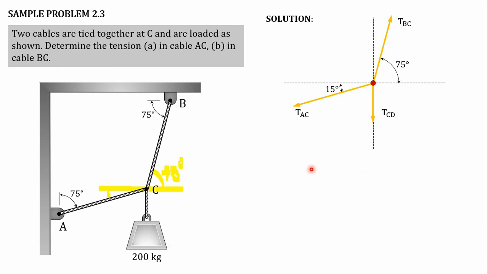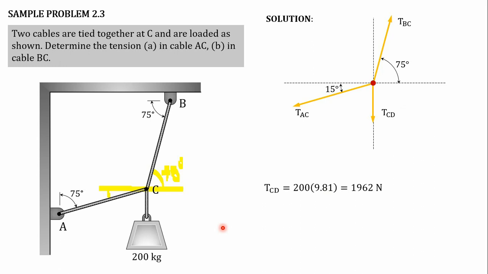So, how to solve tension CD? Tension CD is equal to 200 kilogram times 9.81, or that is equivalent to the mass times gravity. That is the weight, and that is equal to 1,962 Newton. And that is the tension in CD.